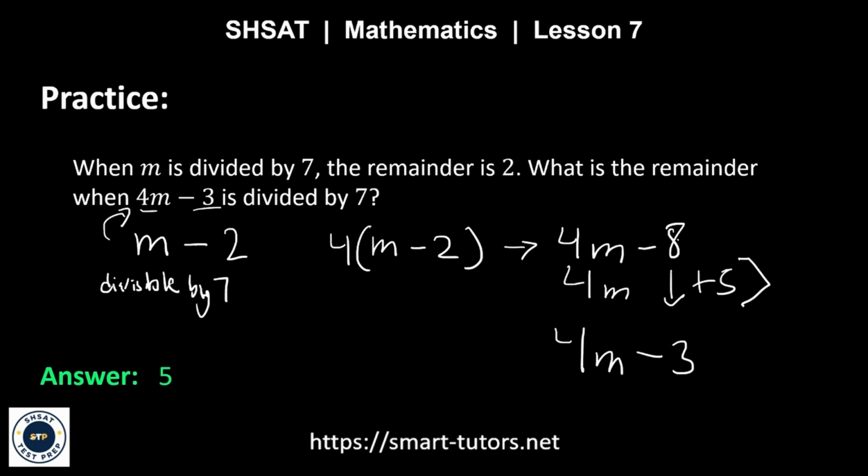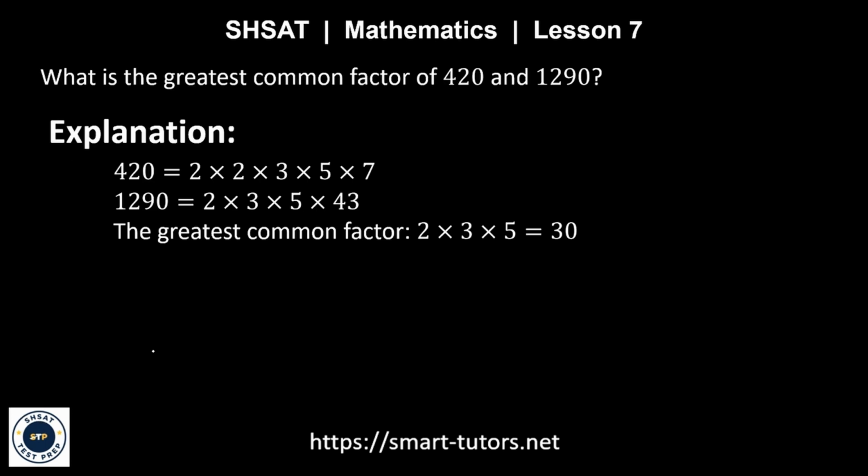So this indicates that you would get a remainder of 5 when 4m minus 3 is divided by 7. So the answer is 5. What is the greatest common factor of 420 and 1290?